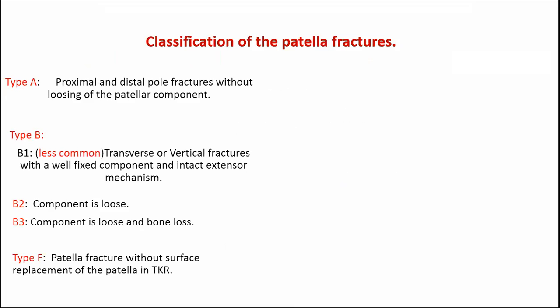This is a classification of periprosthetic patellar fracture. Type A is proximal or distal pole. Type B is less common, transverse or vertical fracture, and is classified into B1, where the component is stable and the extensor mechanism intact; B2, where the component is loose; and B3, where the component is loose and there is bone loss. And type C is patellar fracture without resurfacing.